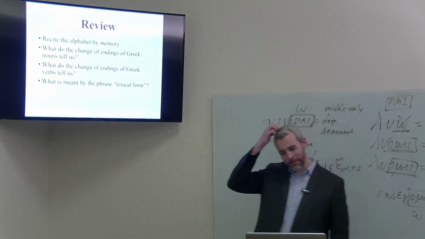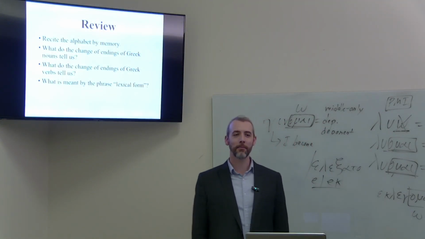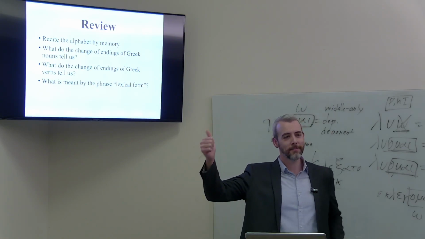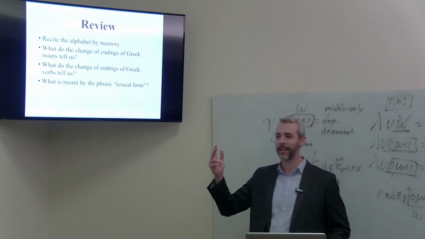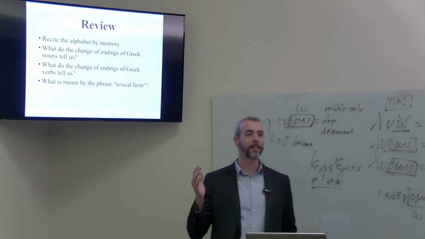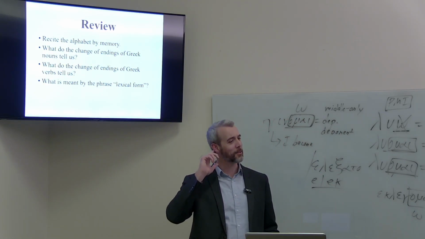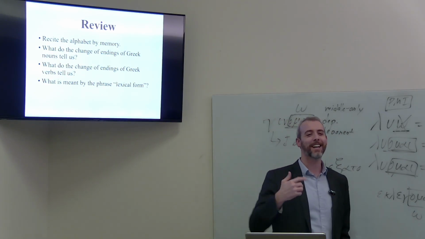All right, so let's do a little bit of review. Let's all say the alphabet together. Alpha, Beta, Gamma, Delta, Epsilon. Oh, it gets quieter. Zeta, Eta.